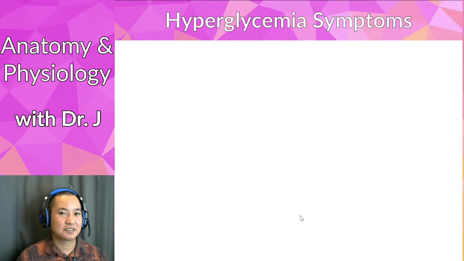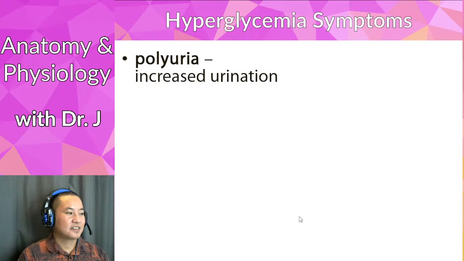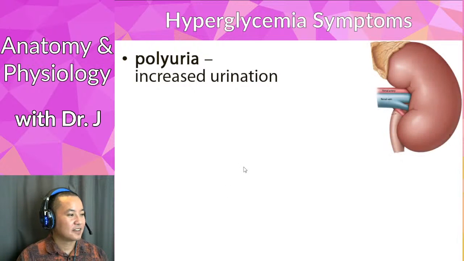Hyperglycemia, what happens if your blood sugar is too high? Well, people with uncontrolled diabetes mellitus often have hyperglycemia. We'll get to why in a future lecture. So one thing is that they have polyuria. Poly meaning many, and uria sounding like urine, right? So this means increased urination.